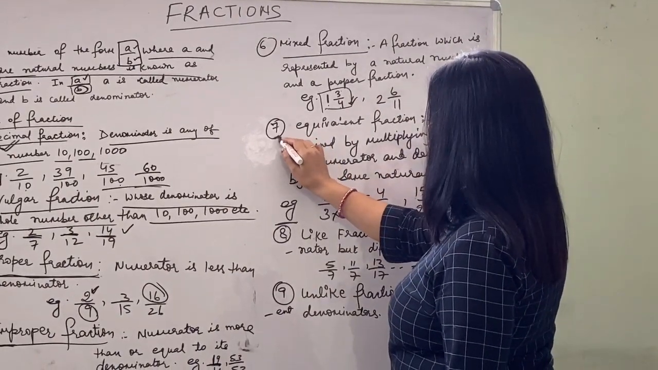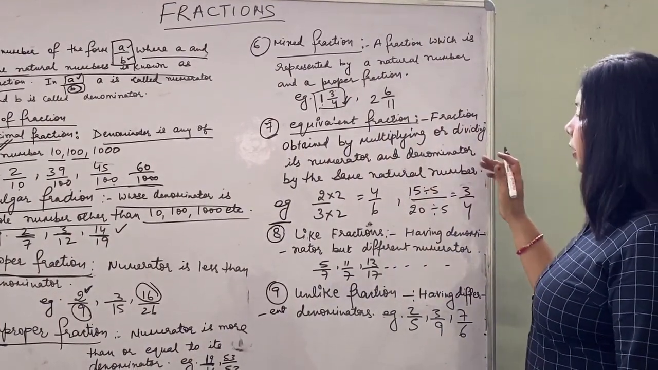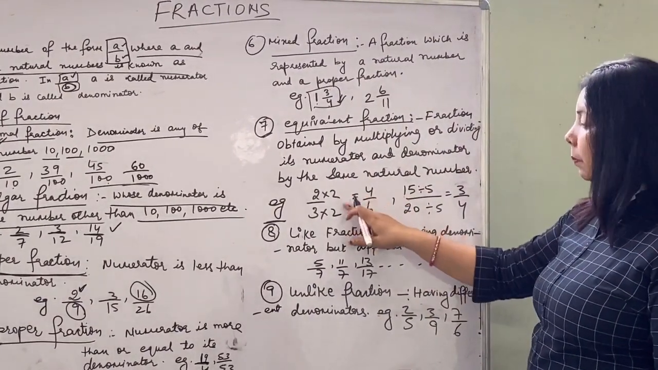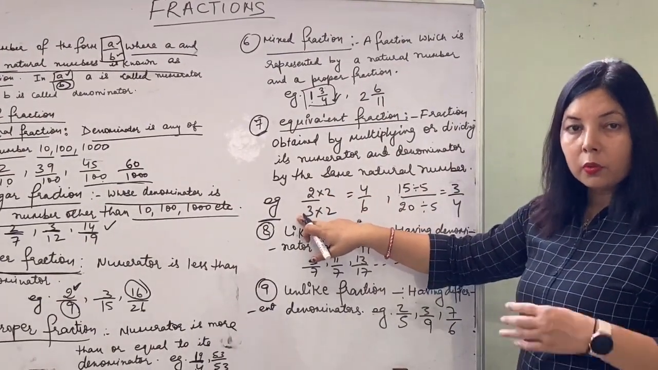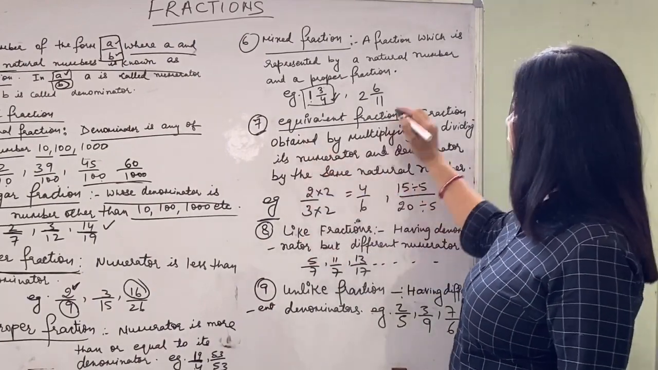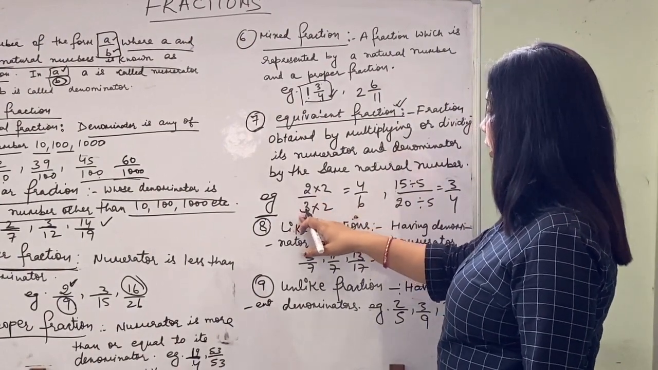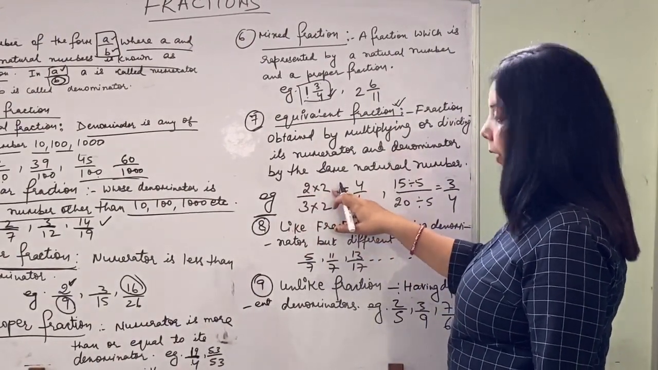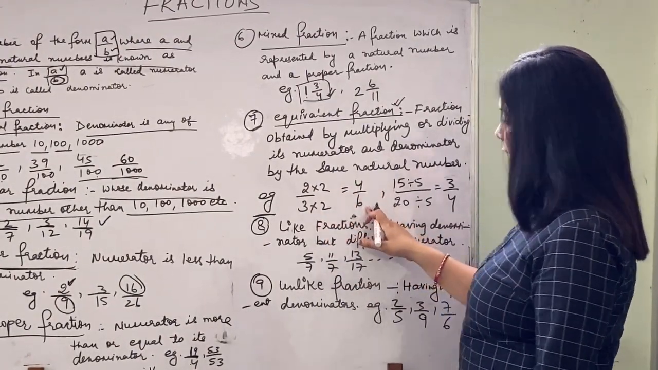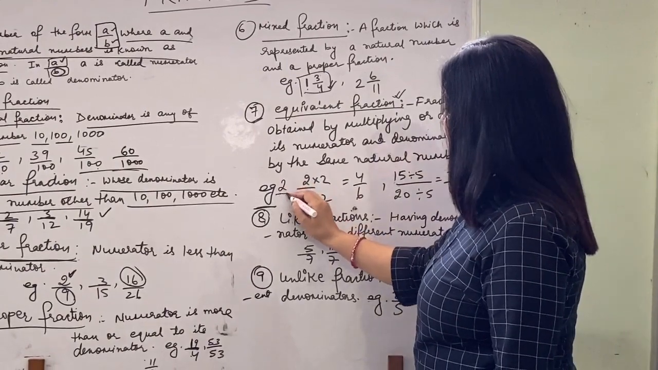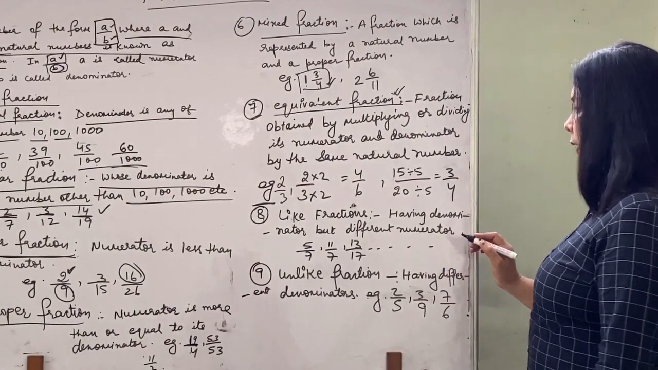Now let us move to another type, that is equivalent fraction. Fractions that are obtained by multiplying or dividing both the numerator as well as the denominator by the same number are known as equivalent fractions. Like you can see here, we have multiplied 2 by 3 with 2. So 2 has been multiplied with the numerator as well as with the denominator. So it has become 4 by 6. So the equivalent fraction of 2 by 3 is 4 by 6. We can find equivalent fractions in this way.